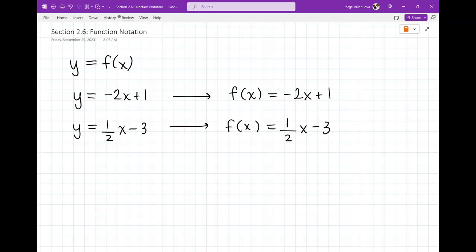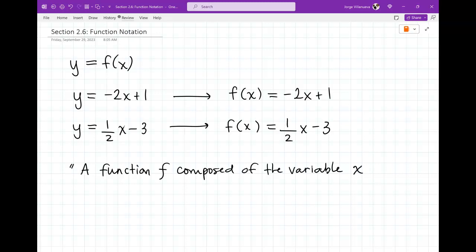Okay, f of x. F of x means a function f composed of x variables. So let me put that right here. Okay, so a function f composed of the variable x. Meaning inside of the equation, there's x's, right? So negative 2x plus 1, 1/2 x minus 3. Okay? So it's a function named f. So the letter on the outside of the parentheses is the name of it. So there could be f of x, h of x, g of x, m of x. Okay? Anything of x.